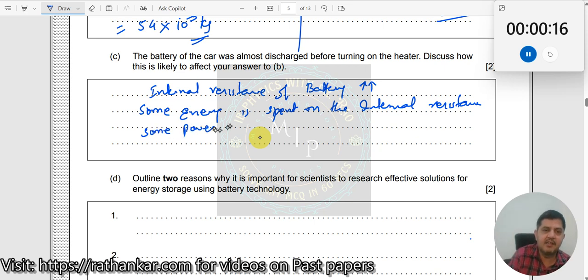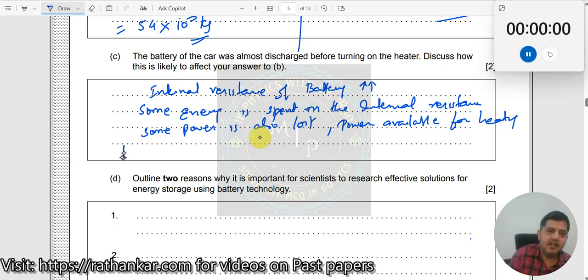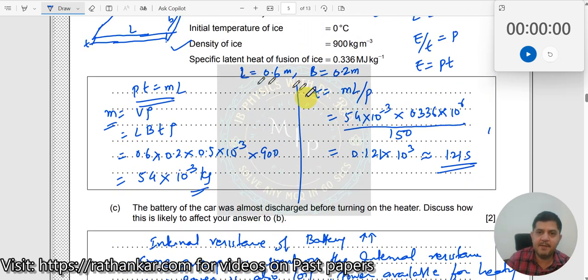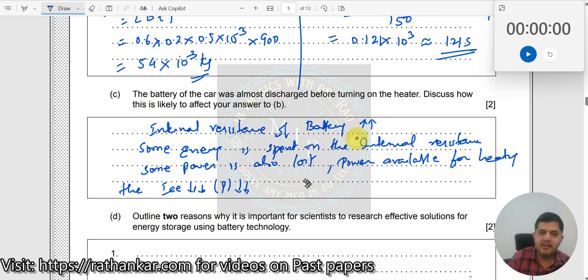So when some power is also lost, then what can happen? See, the power available for heating the ice reduces. Heating the ice also reduces, which means what? This P is now reducing. Now let me go back to the expression here. The expression says T equal to mL by P. So T is equal to mL divided by P.